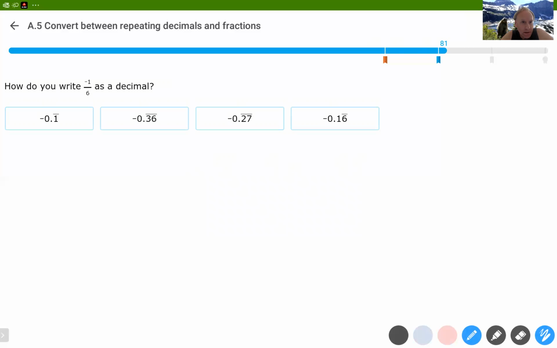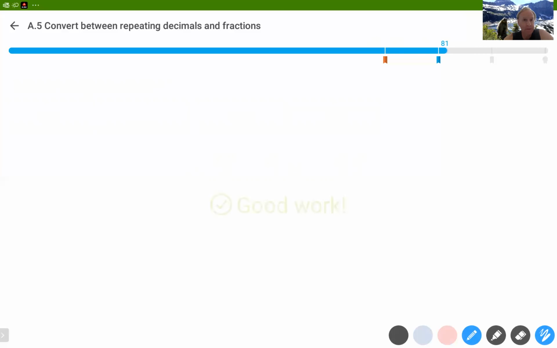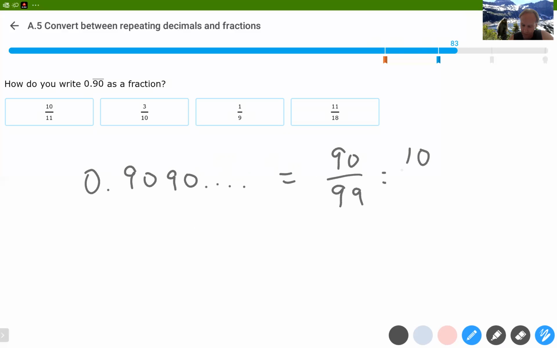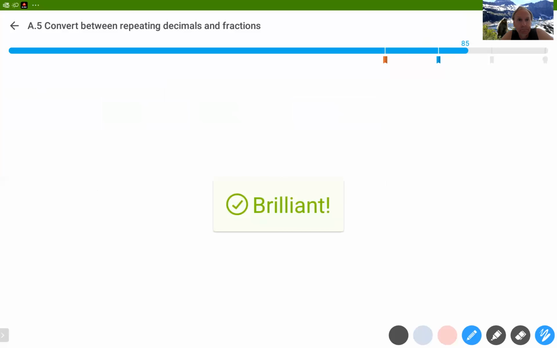Alrighty then, negative 1/6. Hopefully you recognize that one. There she is. And, 90 over 99. This is 909090. So what's happening is the 90 is repeating over and over, which is 90 over 99. And we have a common divisor, which is 9. So that's 10 over 11. So we kind of did the 11s backwards that time.